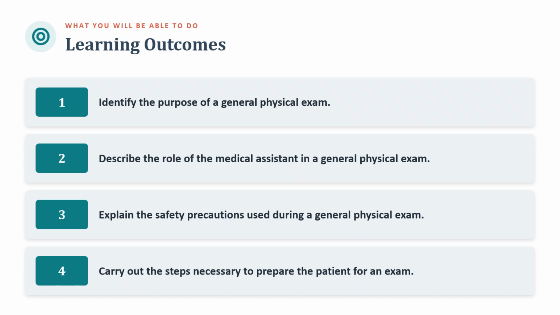Here are the lecture's four outcomes. First, you will identify the purpose of a general physical exam, which means knowing why a provider orders one. Second, you will describe your role as the medical assistant during that exam. Third, you will explain the safety precautions used to protect everyone in the room. And finally, you will carry out the steps to prepare the patient, which covers both emotional readiness and physical positioning.